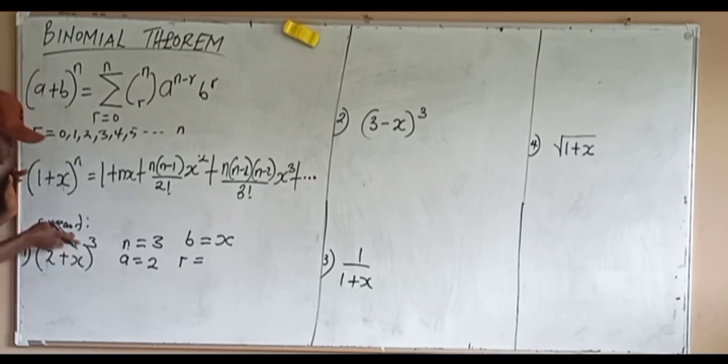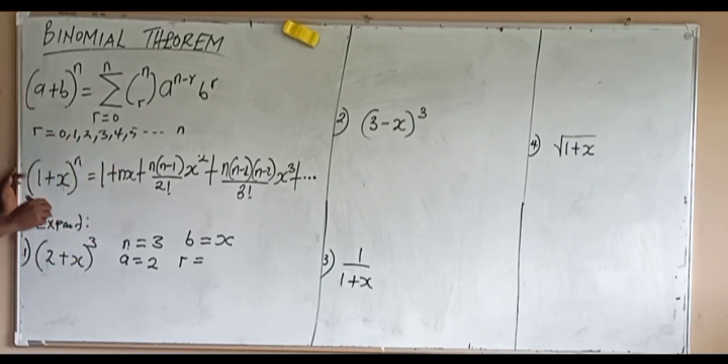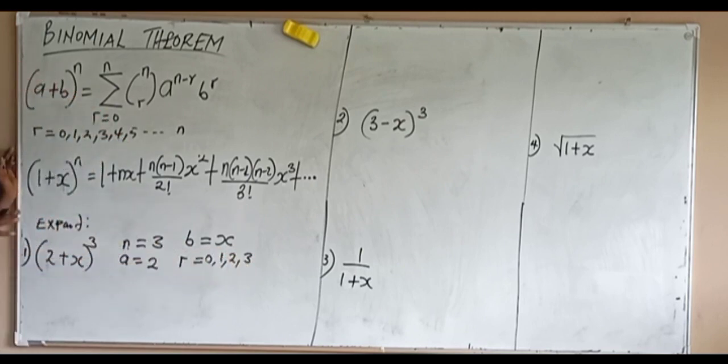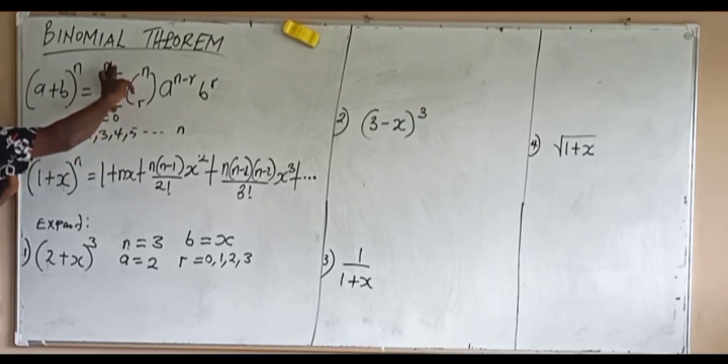You always get R from this power. R is any number that will start from 0 to the power N. So R will be 0, 1, 2, 3. Then R will end at 3. Why is it ending at 3? Because our N is equal to 3 here. Take note of that. So from this formula, you just omit this demonstration.